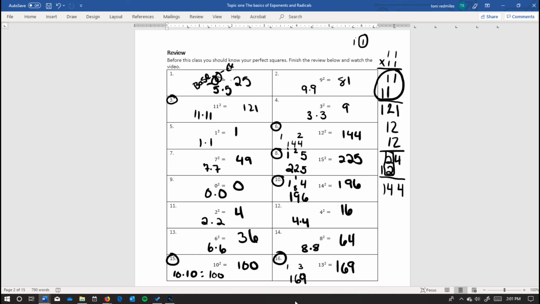But these are the facts that you need to memorize. It will make it a lot easier if you have these memorized, because we are going to expand so far on this topic that it will just keep you from being delayed. All right, that's part 1 of the review. Do part 2 of the review and then watch the video.